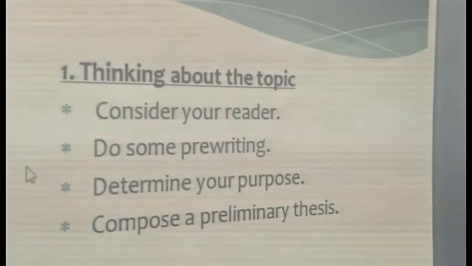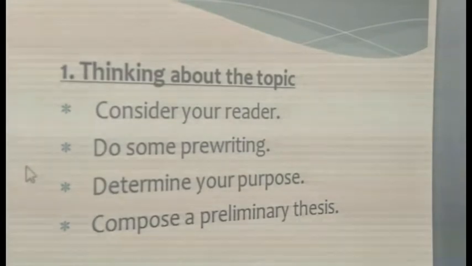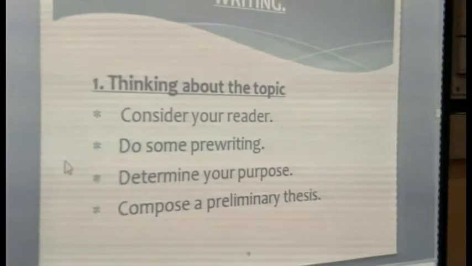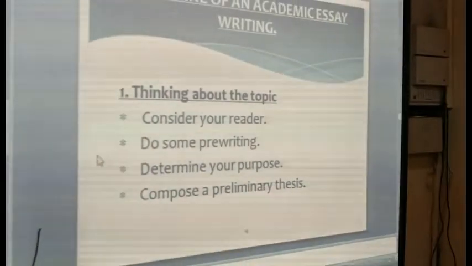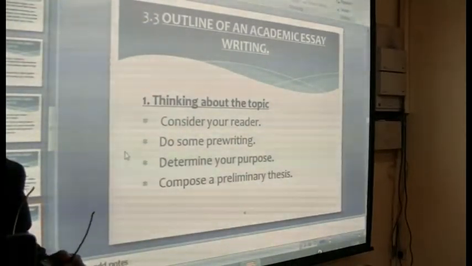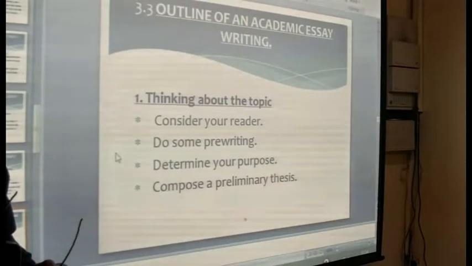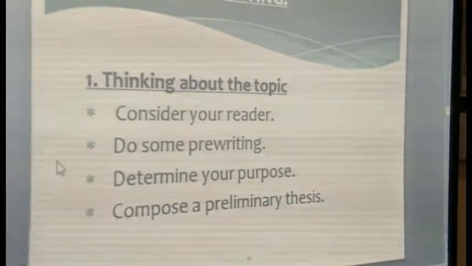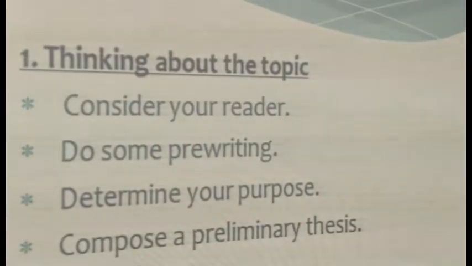Now, the outline of an academic essay writing. An outline of academic writing essay. That's point 3.3. 1. Thinking about the topic. First, consider your reader. 2. Do some pre-writing. 3. Determine your purpose. 4. Compose a preliminary thesis.